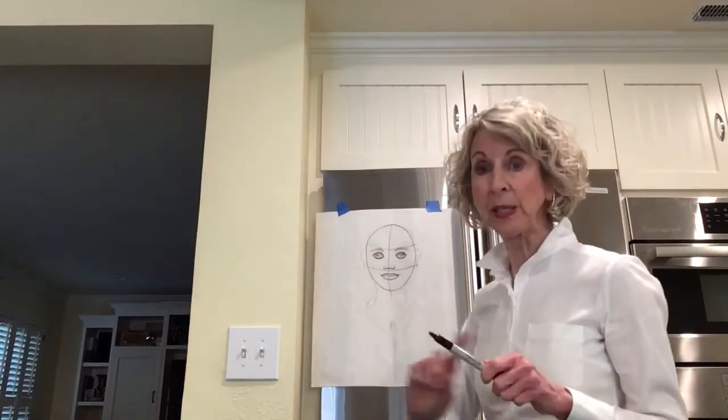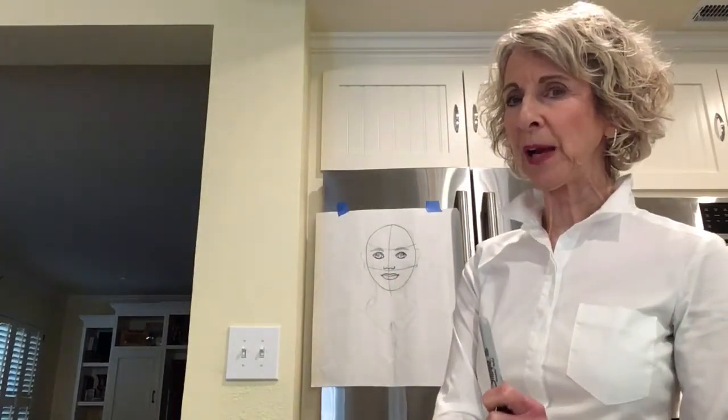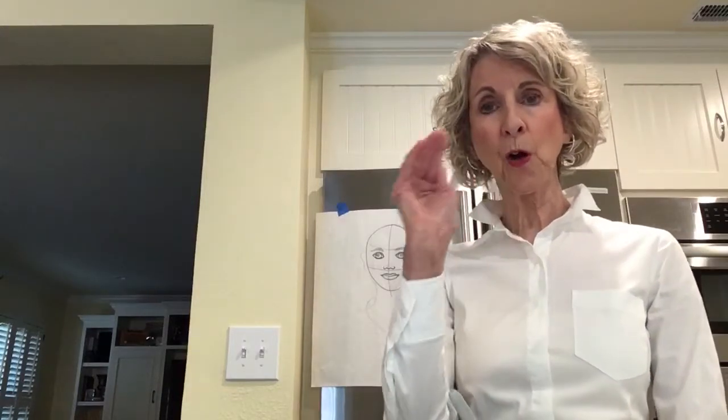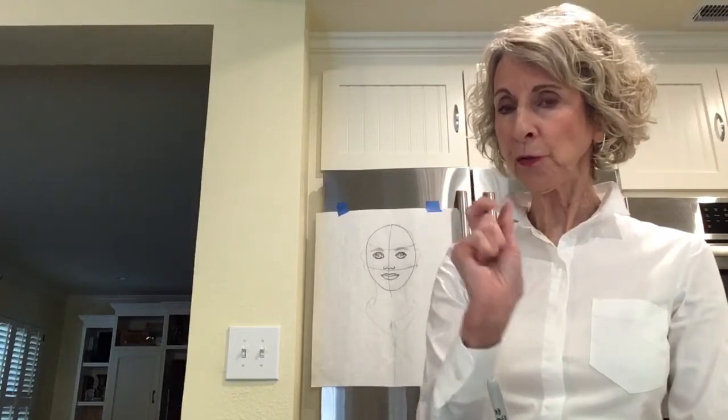So I realized we didn't do our eyebrows yet. So before we do the ears, let's do the eyebrows. Now, the eyebrows are kind of arc over your eyes. They're a little bit above your eye, not too far up.